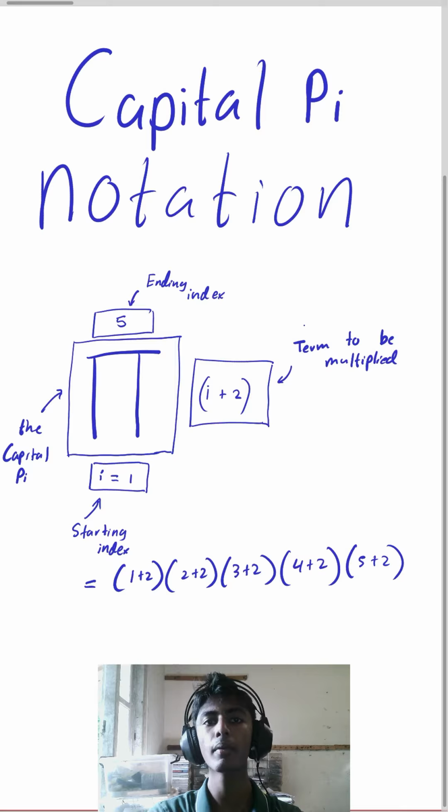Capital pi notation shows up far less often in mathematics compared to capital sigma notation. However, it is still quite useful to compactly write a product.